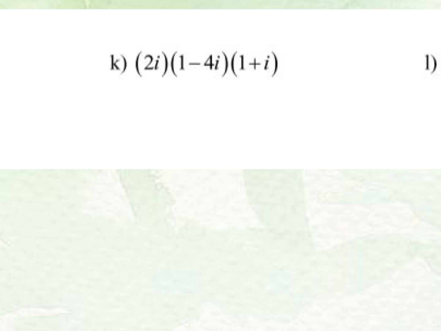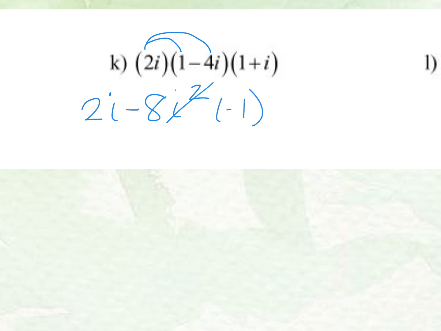So what I'm going to do first is distribute this 2i onto both of those terms and then take that answer and FOIL it with the last or third term. So 2i times 1 is 2i, and 2i times negative 4i is going to give me a negative 8i squared. All right, so before we multiply that, let's go ahead and clean it up by taking away the i squared and turning it into a negative 1, making that 2i plus 8.